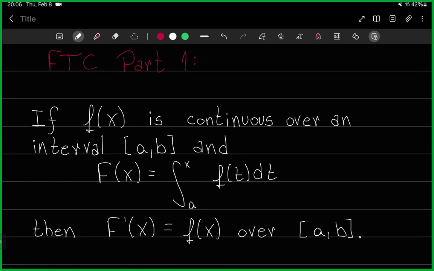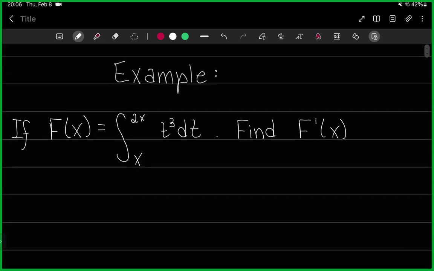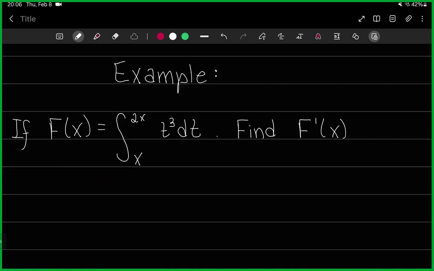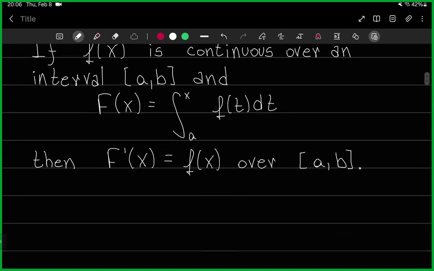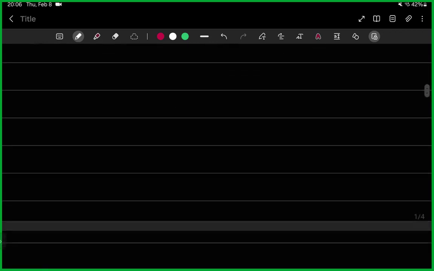If you look at the theorem, you can see that our given integral is a little different. So we kind of have to work it out a little bit to get it in this form from the theorem, and then we can apply it no problem. So we have f of x equal to the integral from x to 2x of t cubed dt.